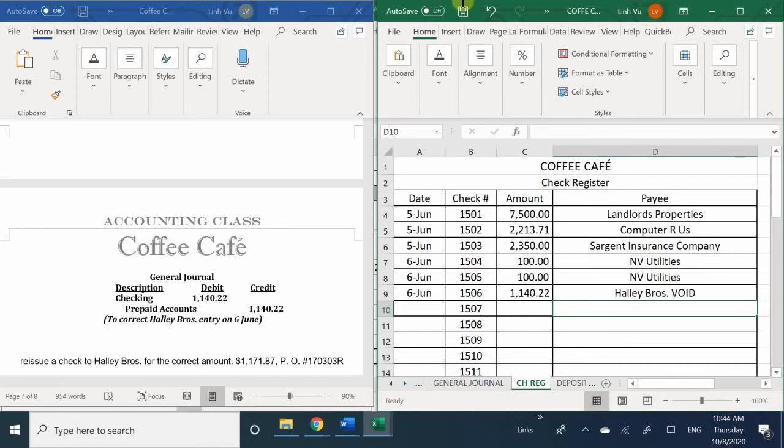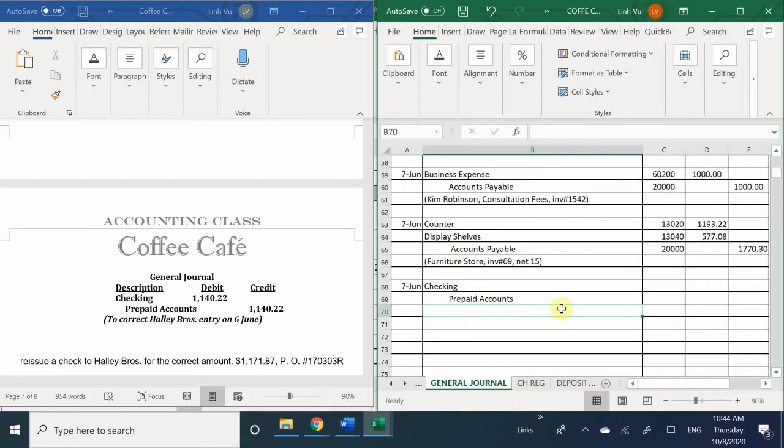Now with that, we need to also place in the amount that we actually voided the check for. So checking was 10,100. Prepaid accounts, was that 18,700 or 600? I think it was. What is prepaid accounts? 18,600. All right? And I'm reversing it for the 1140 and 22 cents.